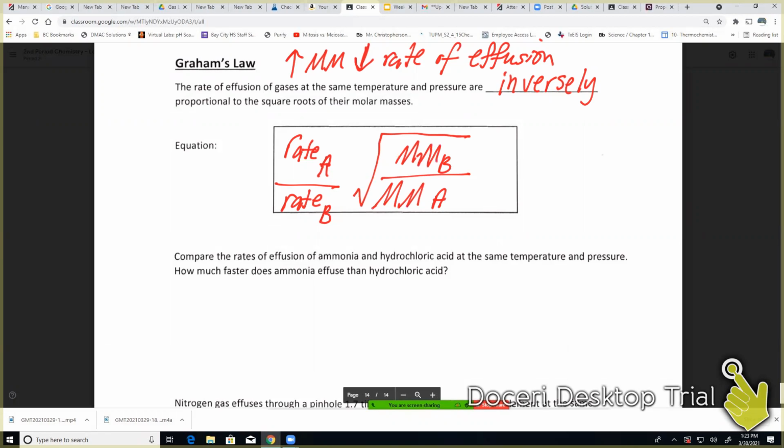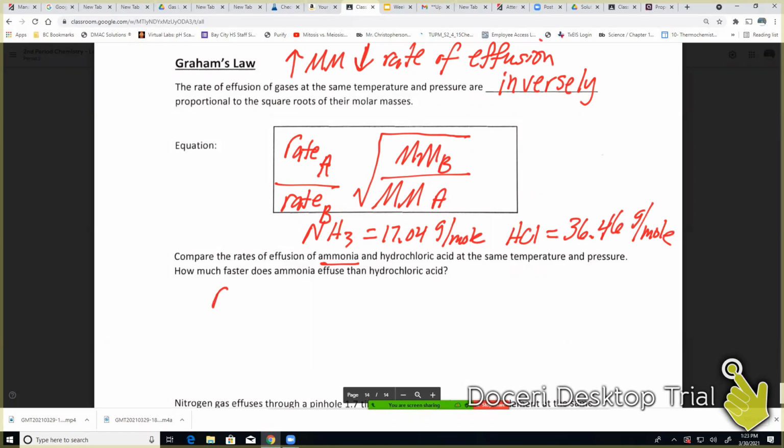So if we look at two different gases, ammonia, which is NH3, it has a molar mass of 17.04 grams per mole. And then hydrochloric acid, it can be a gas, and it has a molar mass of 36.46 grams per mole. So ammonia is lighter, so we know it's going to effuse faster, but we're trying to find out how much faster it does, and you can use that equation for that.